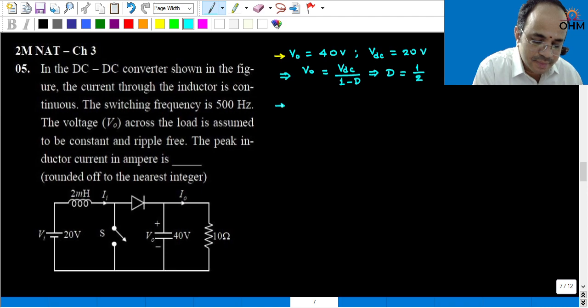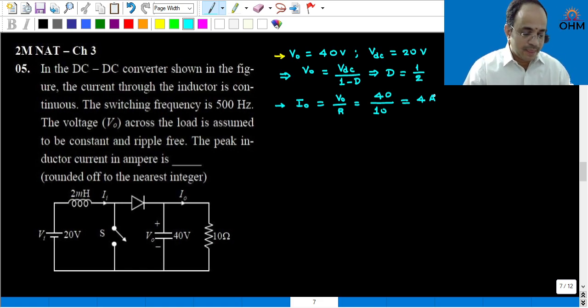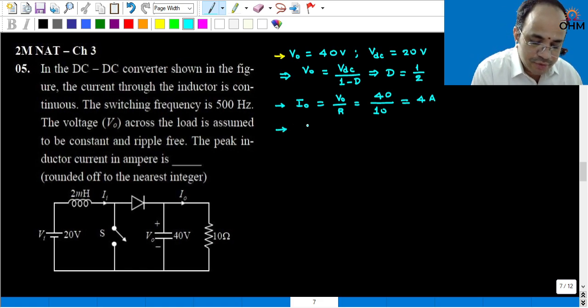Next, let us also calculate quickly what is I0. I0 is output current, V0 by R. V0 is given as 40 volt, load resistance is given as 10 ohm, hence it will be 4 ampere. Now, let us also find what is the average value of inductor current.